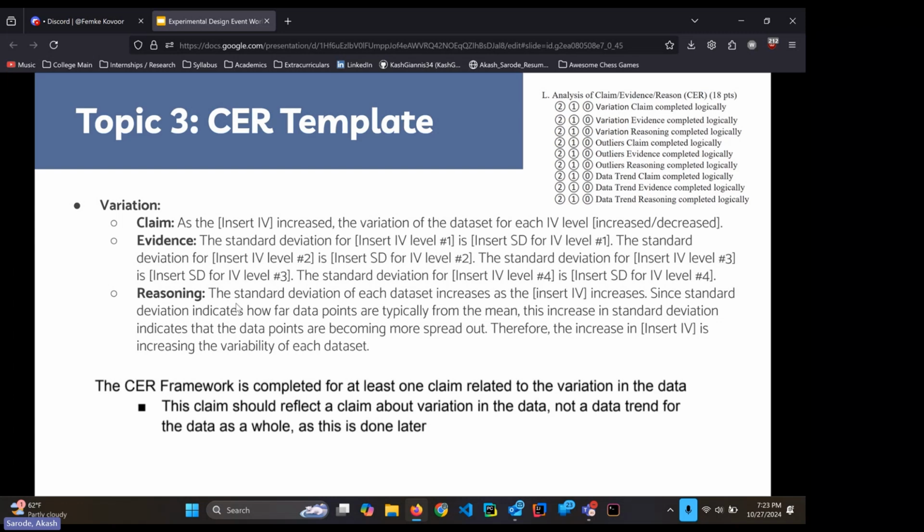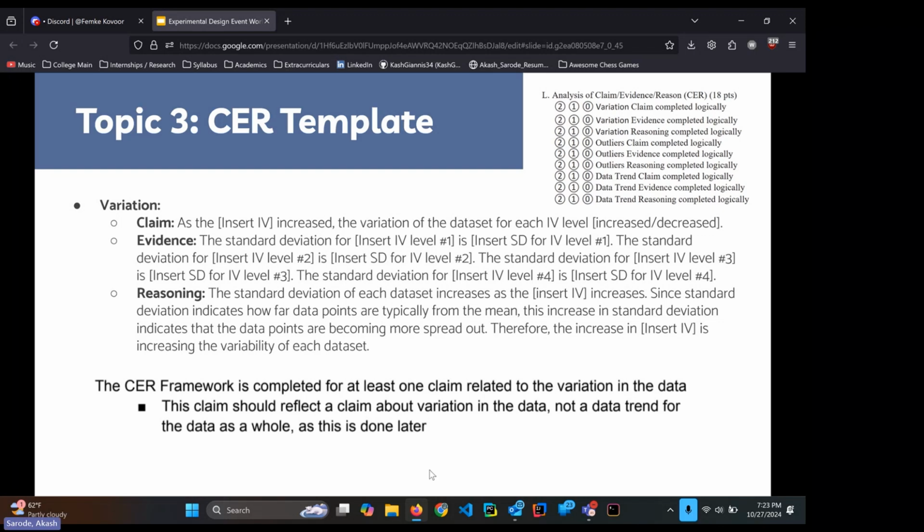And for reasoning, something that a lot of teams do is they give a scientific reason for why it's happening. For this example, they would say the standard deviation increased because by increasing the IV, by increasing the initial height of the ball, you create a more chaotic environment for when the ball bounces off the ground, and the imperfections in the ground would cause the ball to rebound in more chaotic movements, causing more spread out data.